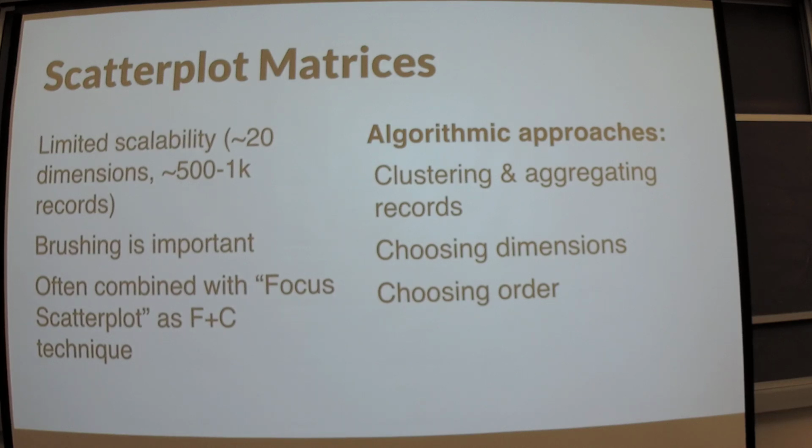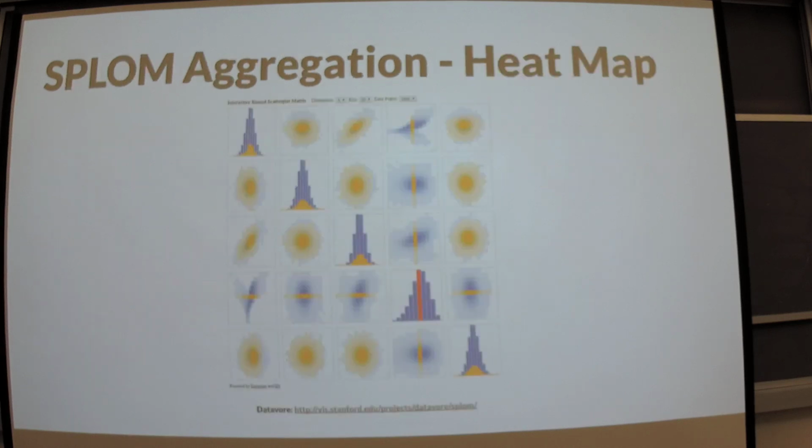It's really important to also be able to brush so that you can see any correlations between the dimension pairs that you're looking at. And this is also frequently combined with a focus scatter plot. I'll show you what this means in a second. So this is when we want to blow up one of those. And if you want to make this more scalable, you could cluster and aggregate records. You could help people choose dimensions, and you could optimize the ordering.